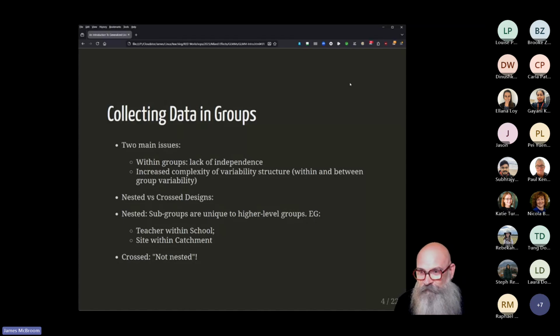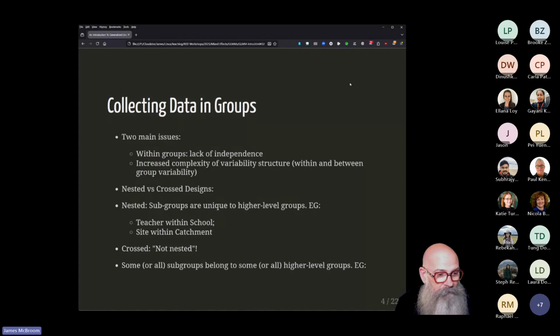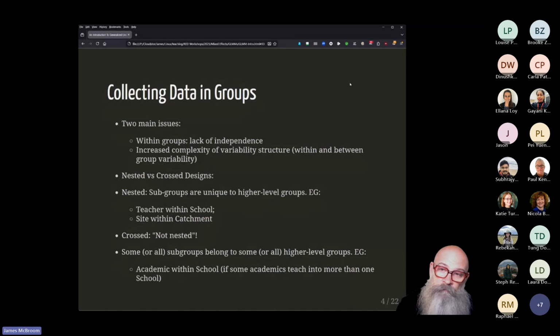Okay, so the definition of crossed I've put here, just not nested. With crossed, some or all of the subgroups belong to some or all of the higher level groups. So for example, I'm a perfect example of this. I teach mathematics courses into two schools. I teach a couple of first-year math courses to both students within the School of Science and students within the School of Engineering. Some of my physics colleagues do the same for the physics courses.